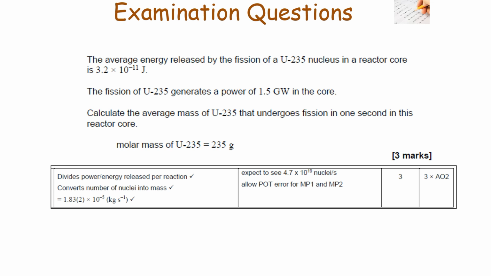Now again, please do remember that power is the energy per second. So it's 1.5 gigajoules per second. So you can say that in 1 second the total energy is 1.5 gigajoules. The energy released by one fission is 3.2 times 10 to the minus 11 joules. So you can work out how many fission events take place, and then you can work it through like that.